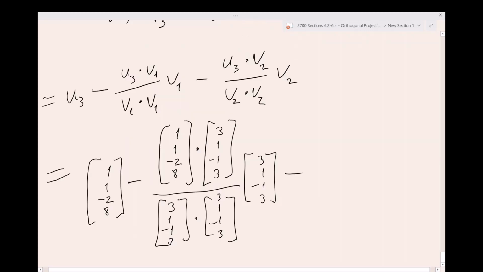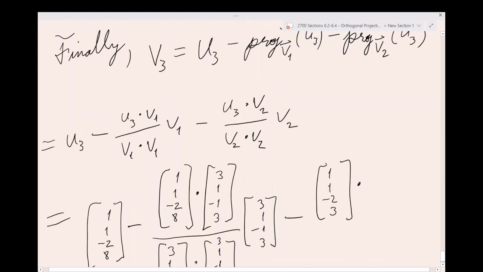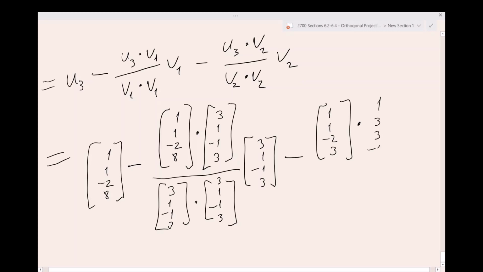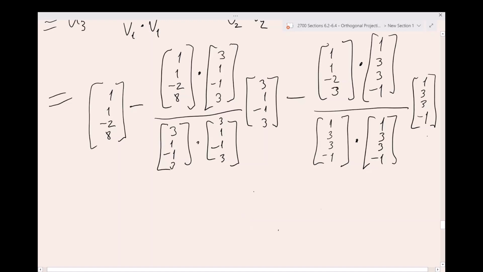And then minus a new fraction of dot products: my u3 dot my v2, which we wrote down up here, 1, 3, 3, negative 1, over my v2 dot v2, so 1, 3, 3, negative 1 dot 1, 3, 3, negative 1. And then we're using that to scale v2, so 1, 3, 3, negative 1. Oops, this is supposed to be an 8. That would have thrown us way off. Okay, so let's figure out what all these numbers are.